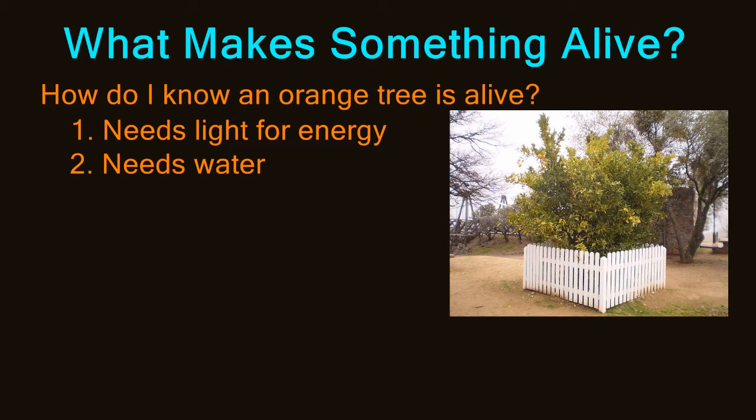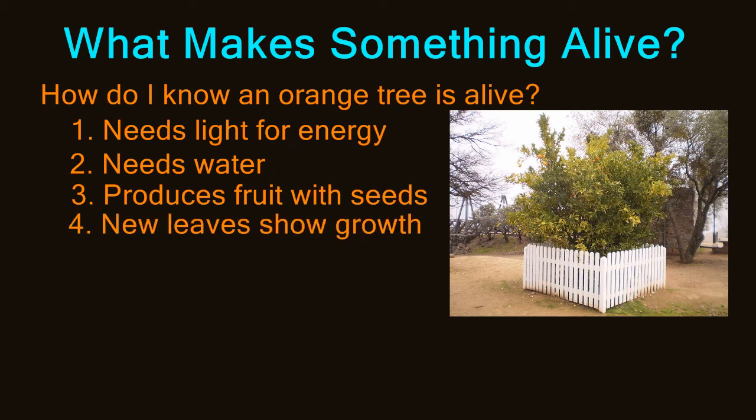Orange trees are known for their fruit, which have seeds inside them. Those seeds are used for reproduction. So orange trees are able to reproduce. Those seeds grow into a tree, which is where my orange tree came from, and they also have new little leaves on the edges of their branches, so I know that they grow over time.